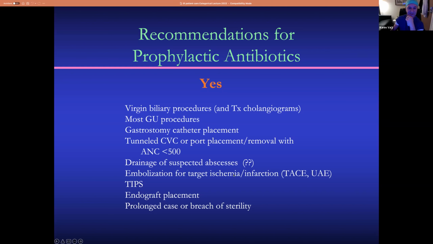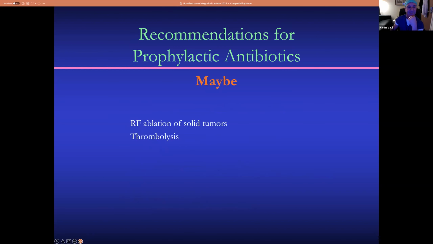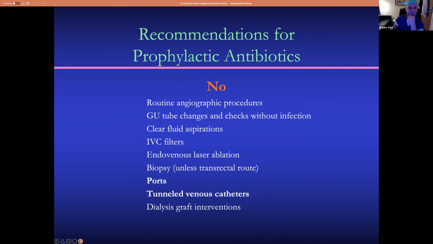Again, if we're going to cause ischemia or infarction, we do it. We do it with TIPS because we might enter the biliary system. We do it when we might place a device that's got fabric in it that's a little more prone to infection. And we do it when we think we might have caused infection because the case went on for a while or there was a breach of sterility. Maybe is for thrombolysis and ablation of solid tumors. No are for all the others.